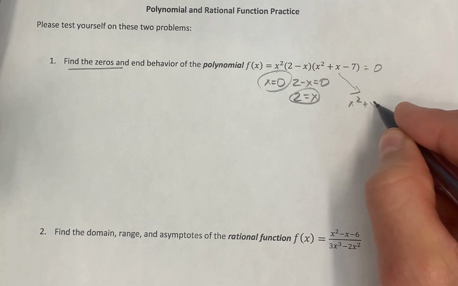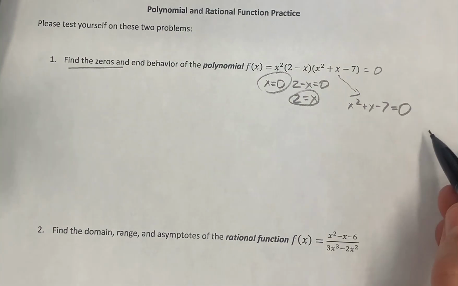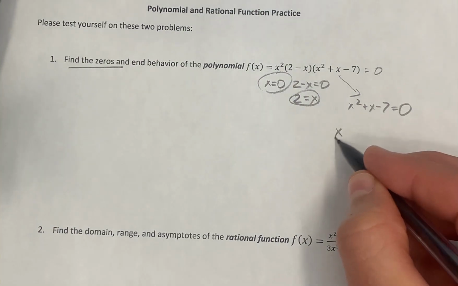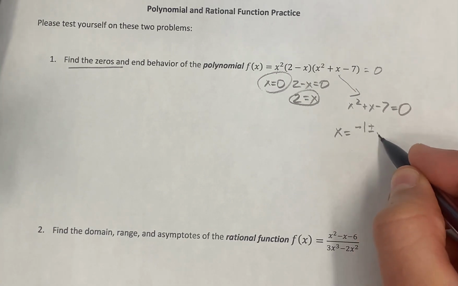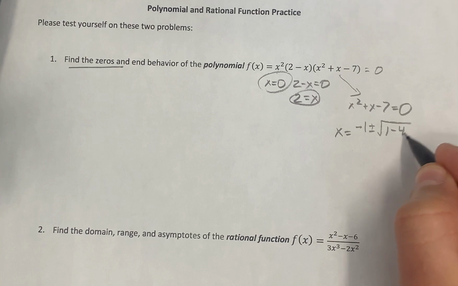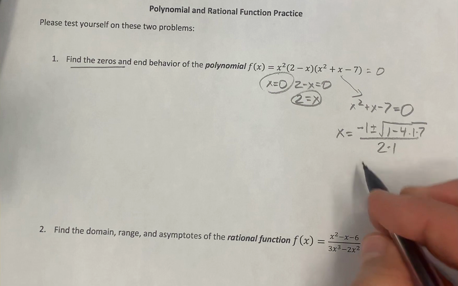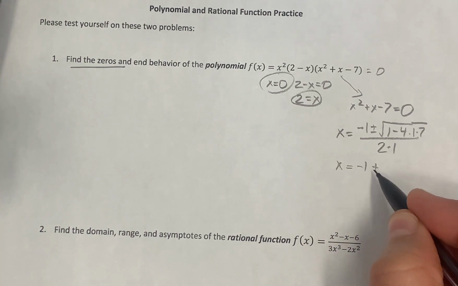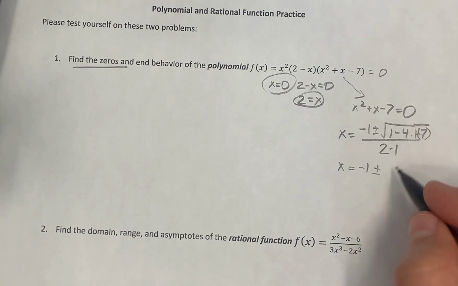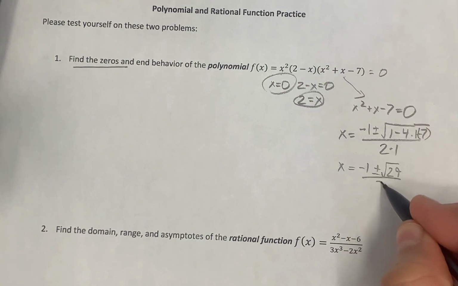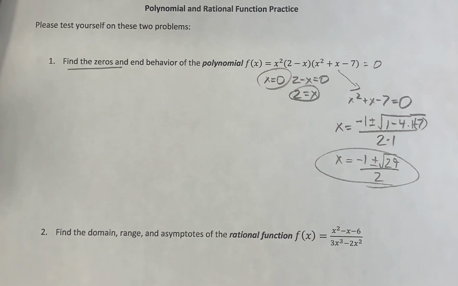Or where does x squared plus x minus 7 equal 0? Well, remember, you can use any quadratic approach. If I could factor that, that would be great. This right here, I think I'm going to have to use the quadratic equation. x equals negative b plus or minus the square root of b squared minus 4ac all over 2a. So x equals negative 1 plus or minus, oops, I forgot my negative sign here. That's 1 plus 28, so the square root of 29 over 2. So there are 4 zeros to this polynomial.